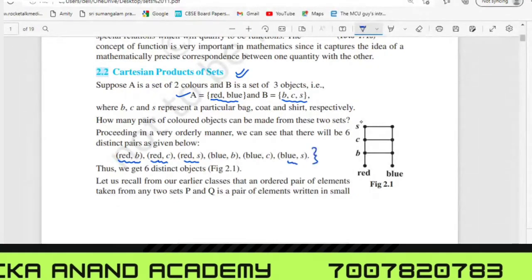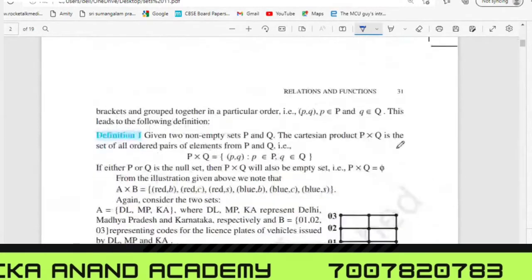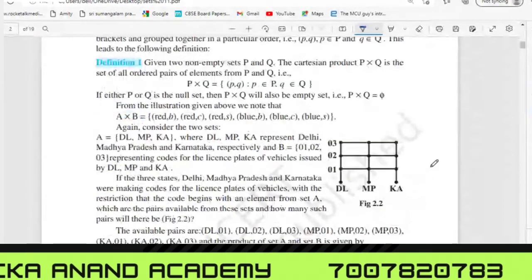So all these, this is the Cartesian product. And in this way we find the Cartesian product. And it is represented by A cross B. Clear? You can see over here. Yes, ma'am. Now you got the concept of that. Clear?